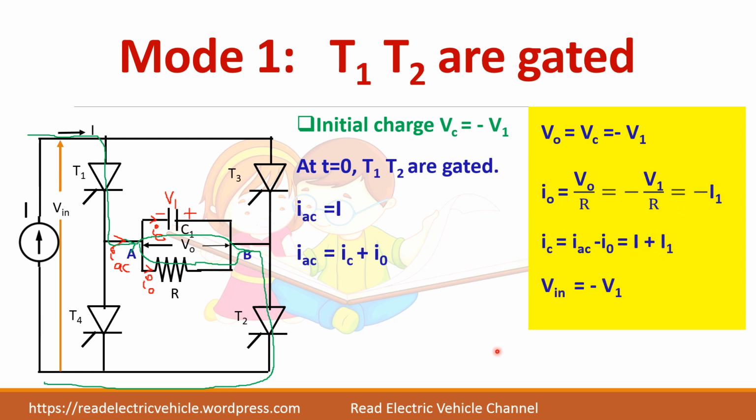And you have to find what is Vin. So Vin is this voltage, the input voltage. When T1 conducts, this end is connected to point A, and the lower point is connected to B. So Vin is equal to this voltage. So what is this voltage? Minus V1.